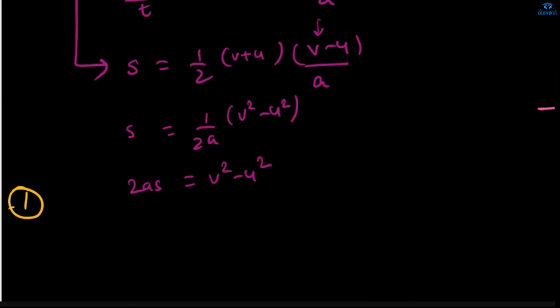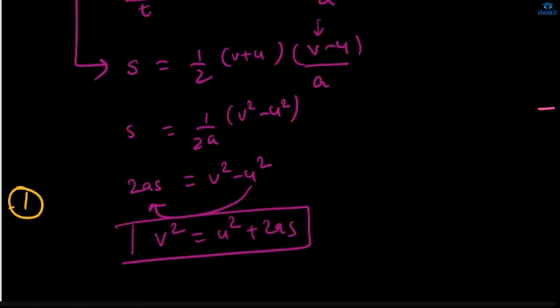Now we can write it like this. Bringing this minus U square to the LHS side, we'll get V square is equal to U square plus 2AS. Is it okay? Right, V square is equal to U square plus 2AS. This is the third equation of motion.